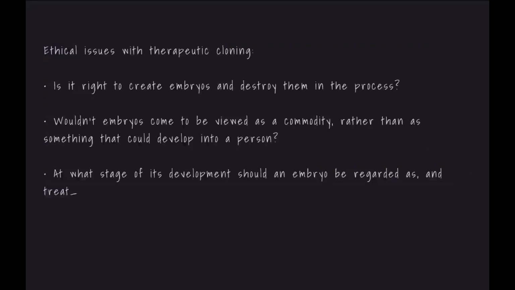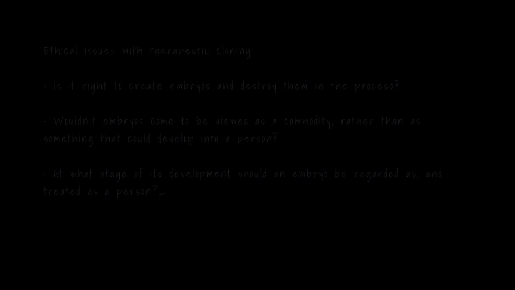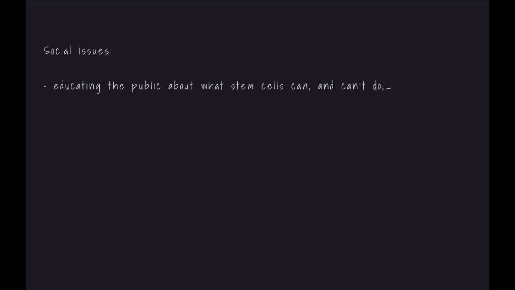Finally, when weighing the benefits and dangers of therapeutic cloning, we should also consider at least two important social aspects of this practice. One needs to educate the public about what stem cells can and can't do. This is very important, especially as nowadays much research that is being carried out on embryonic cells is done by commercial clinics. This implies that the reported successes are often not subject to peer review.